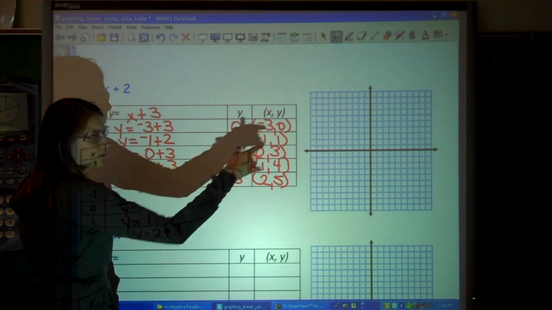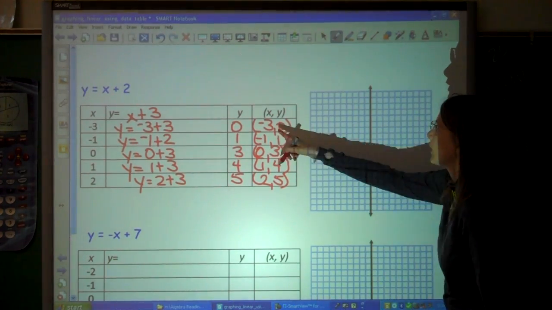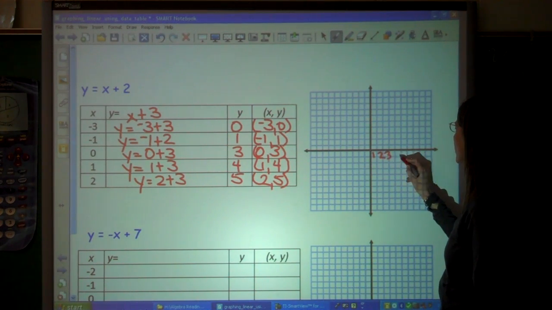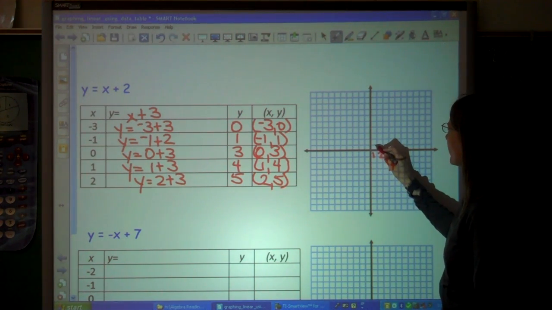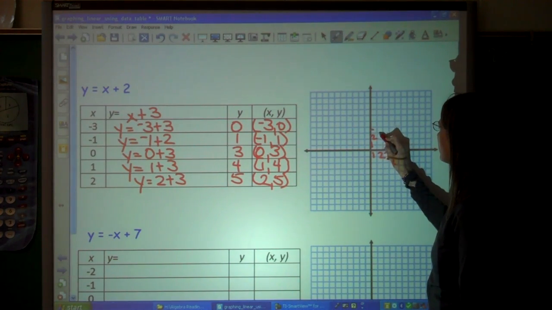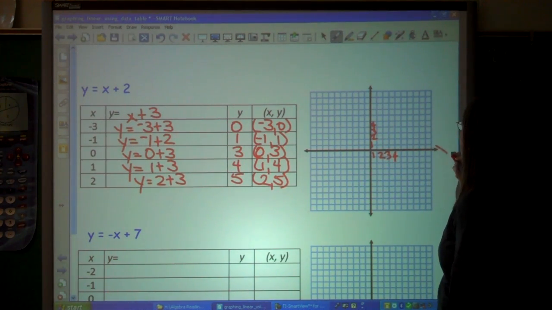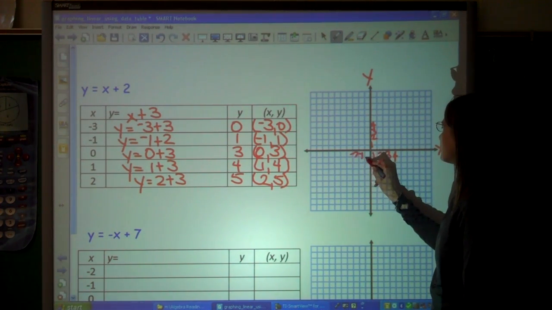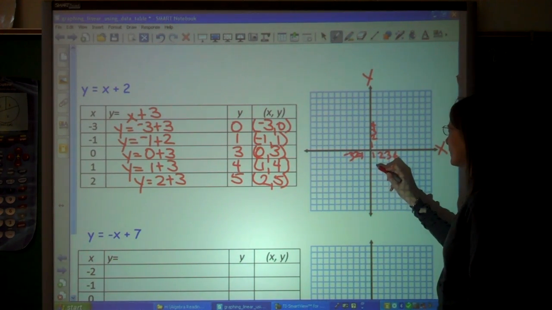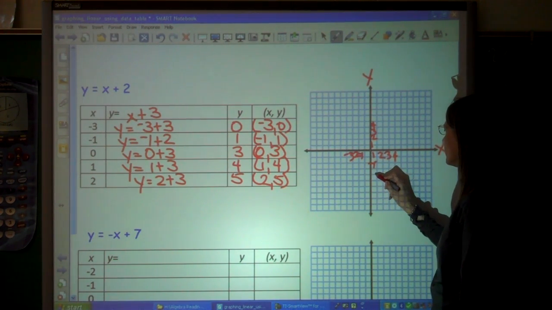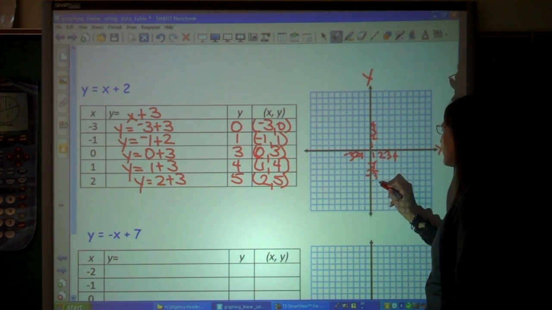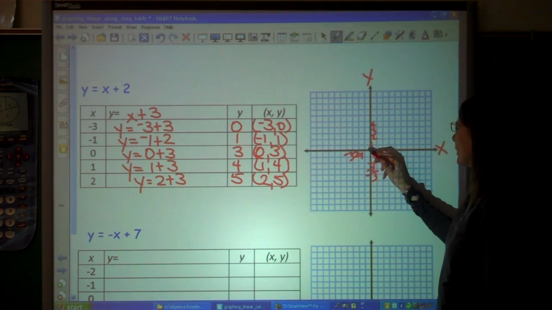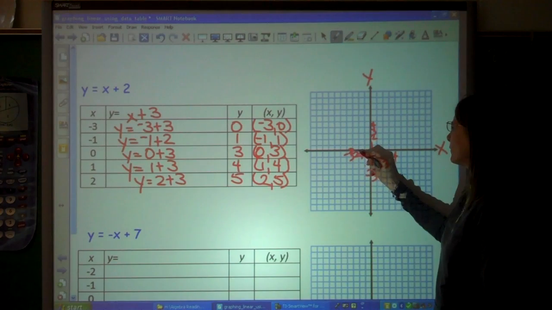Now that I have my ordered pairs, I'm going to take them over here and graph them. Remember, these are our positives: positive 1, 2, 3, 4, so on. This is my x. This is my y. Negative 1, negative 2, negative 3 is on that side, and negative 1 is down here, negative 2, negative 3. So for my first one, negative 3, 0, I'm going to go back 1, 2, 3, and I'm going to stay right there.